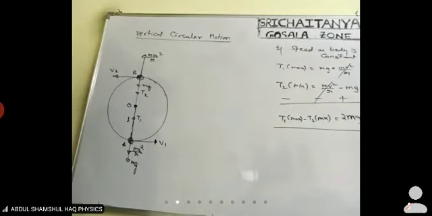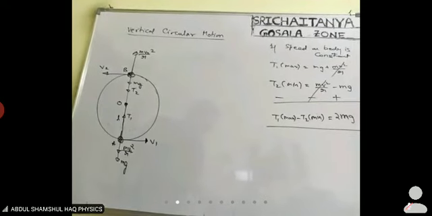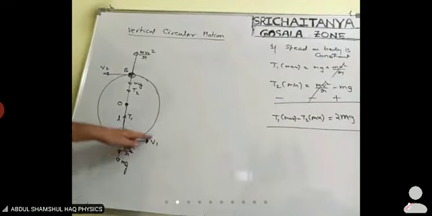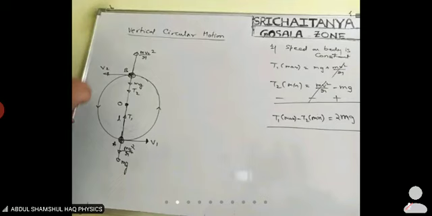This would be 2 mg. Have you understood this point? Please be very clear. If a body is moving with uniform speed in a vertical circular path, it is making a vertical circular path in this way, just like a big giant wheel. Can I take the giant wheel as an example of vertical circular motion?